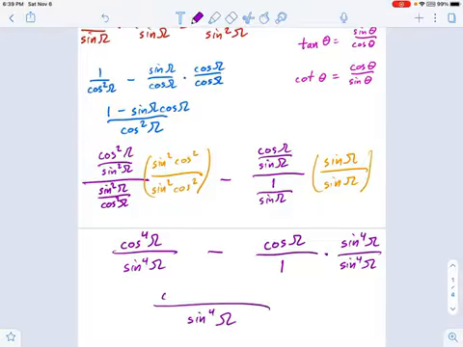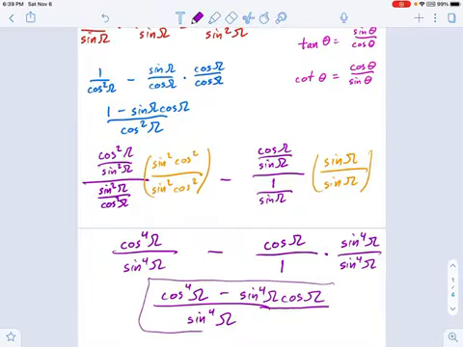And what do we have? We have cosine to the fourth from the left fraction minus sine to the fourth omega cosine omega. And you might be wondering why I keep writing the sines before the cosines. There's no real reason to that. I just prefer to have the sines on the left, cosines on the right. But it's not like it's any different if I said cosine times sine to the fourth. Okay, there's your answer.